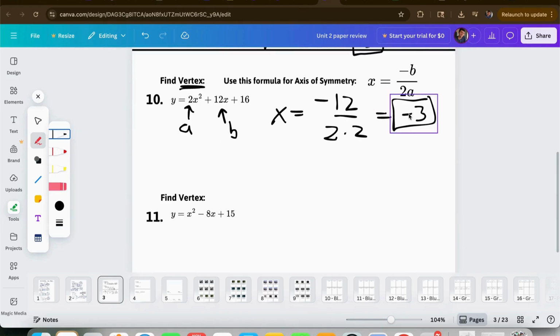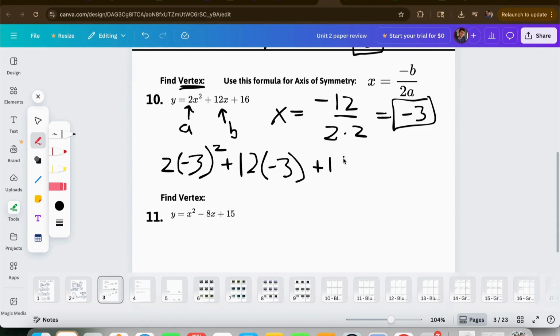So now that we have this negative 3, what we're going to do is plug it back in for x. We're going to evaluate this function with negative 3 as x, and that's going to give us the y coordinate of the vertex. So we're going to do 2 times negative 3 squared. These parentheses are very helpful to put in whenever you're putting in a negative. Keeps the calculator from making an error and also helps keep things clear for us. Then plus 12 times negative 3 and then plus 16.